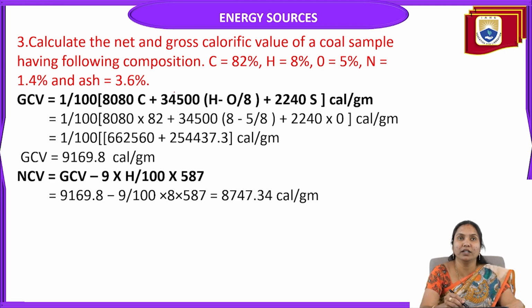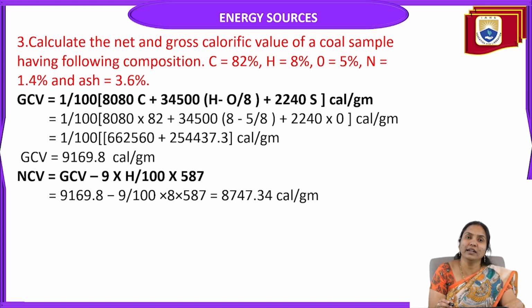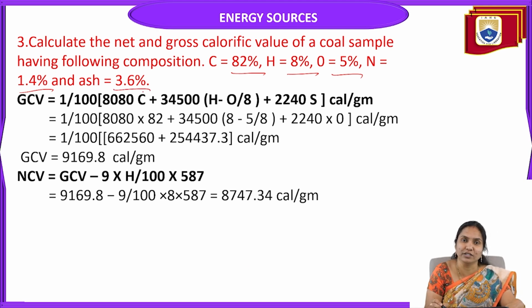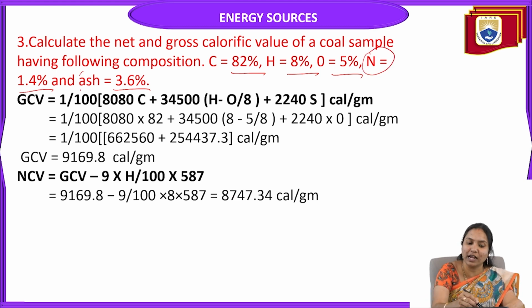Now let's discuss one more problem based on high calorific value and low calorific value. Calculate the net and gross calorific value of a coal sample having the following composition: carbon 82%, hydrogen 8%, oxygen 5%, nitrogen 1.4 and ash 3.6%. In this problem we only need carbon, hydrogen, oxygen and sulfur percentages, but nitrogen and ash are also given.